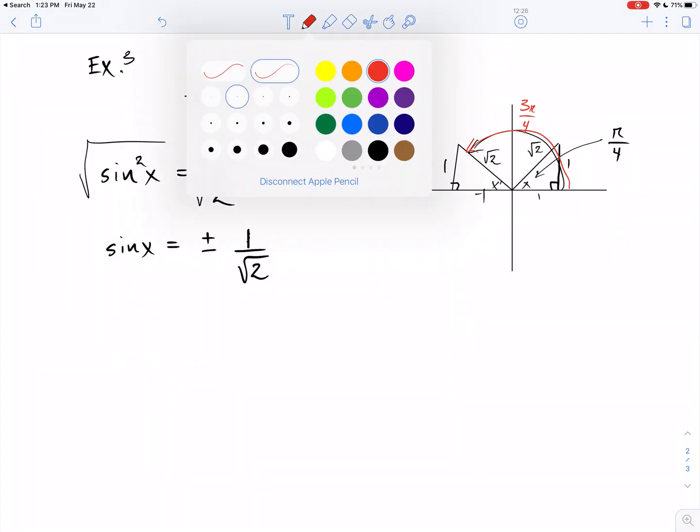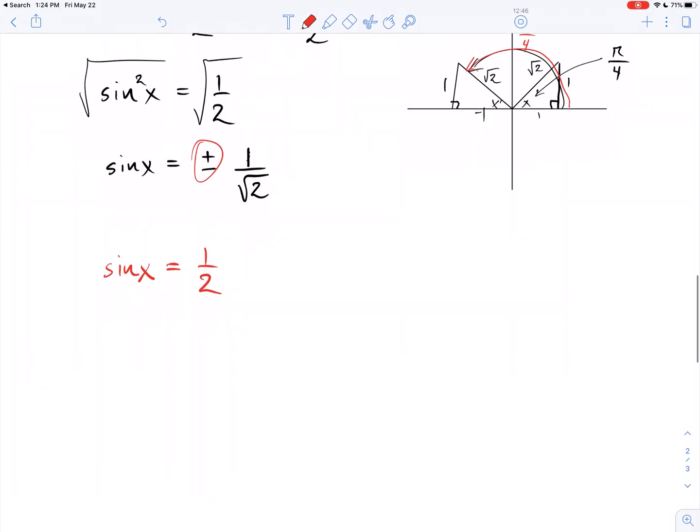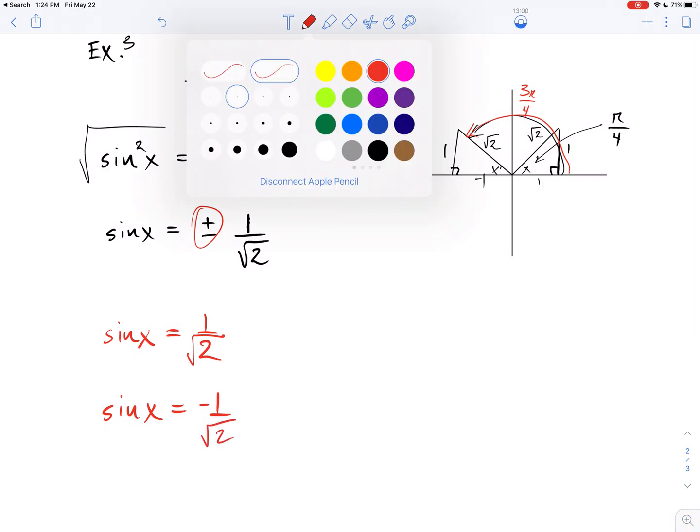Now, here's the kicker. I never did anything with this. I left that plus minus there because these two answers that I just showed you are the two angle measures that would give me this answer. But there are two more answers for me to find. Sine of x equals negative this stuff. So let's go back, get the black pen.